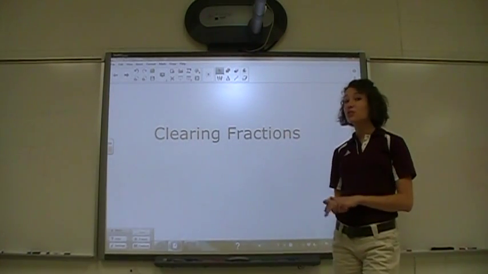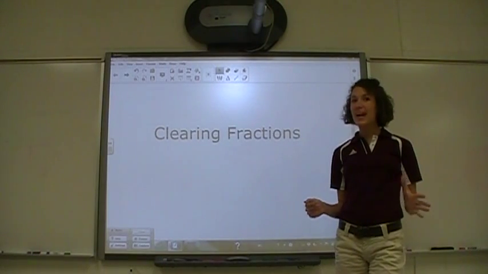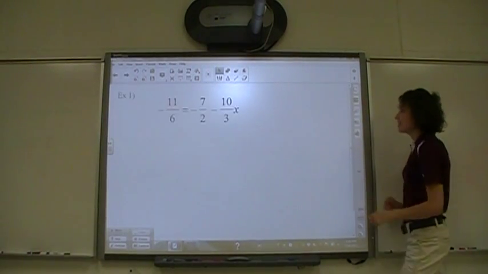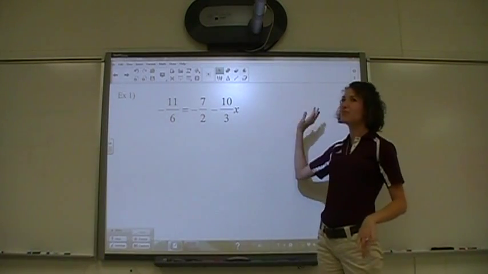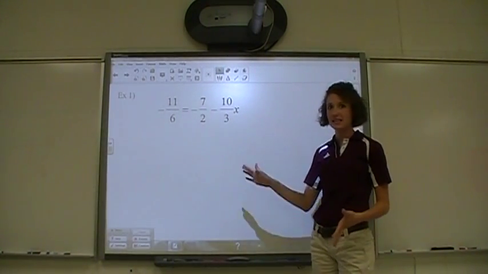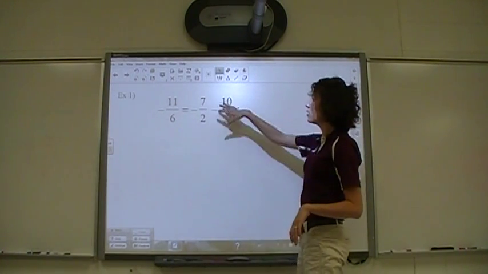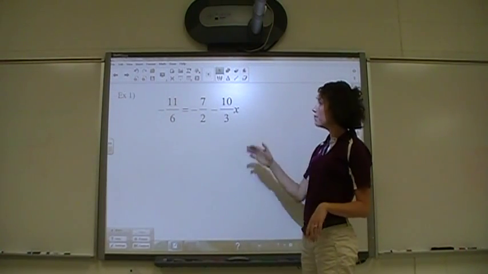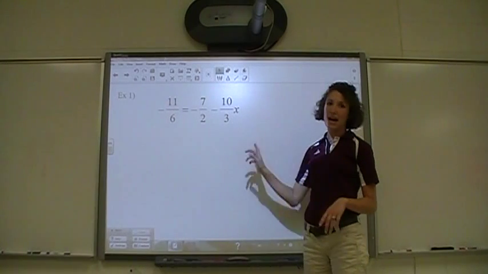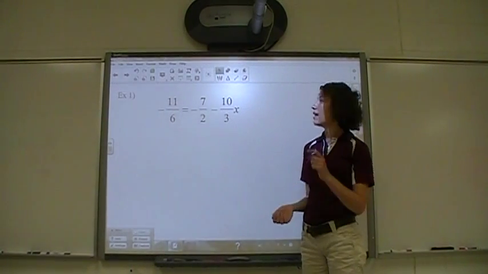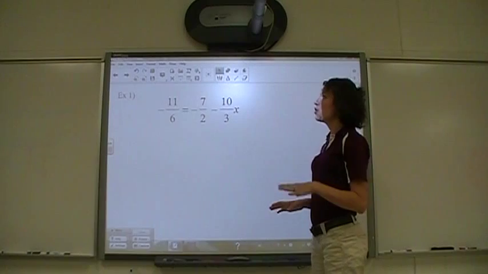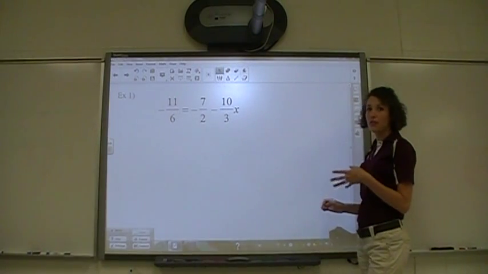Now, I know how much you get so excited when you hear fractions, but I'm going to show you a way to get rid of them in a problem that looks very complicated, something like this. So, in this problem, we have negative 11 over 6 equals negative 7 over 2 minus 10 over 3x. Now, I got a lot of fractions, and we have a lot of negative signs. So, first what I want to do is tackle those fractions.